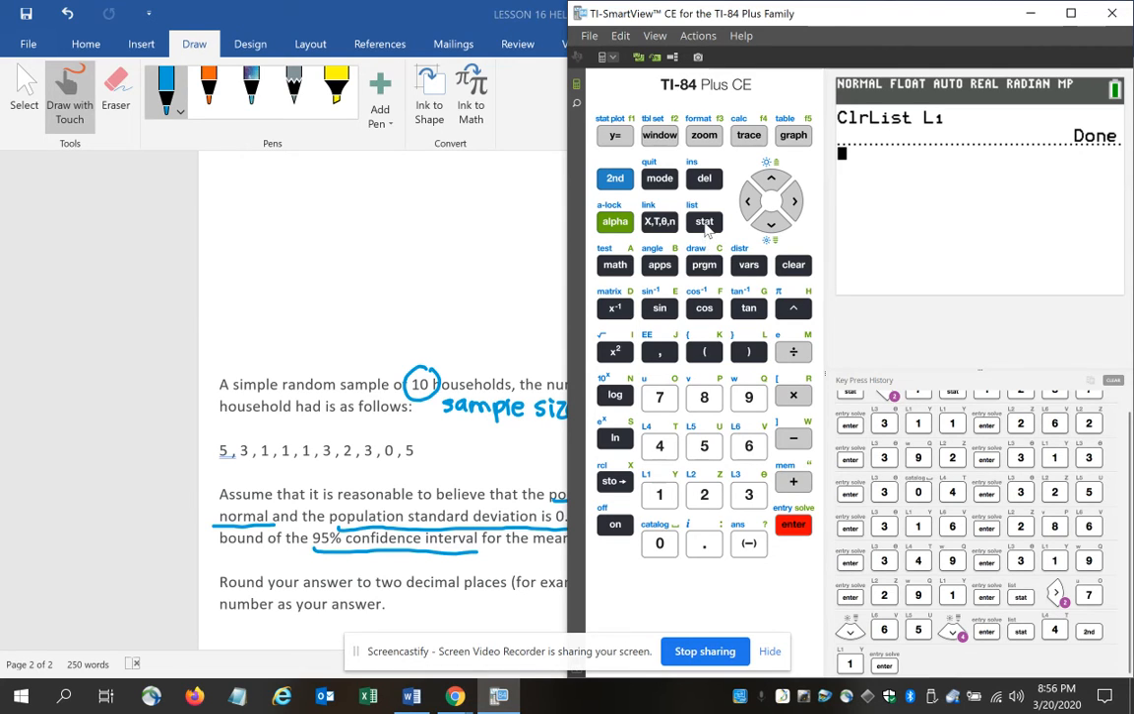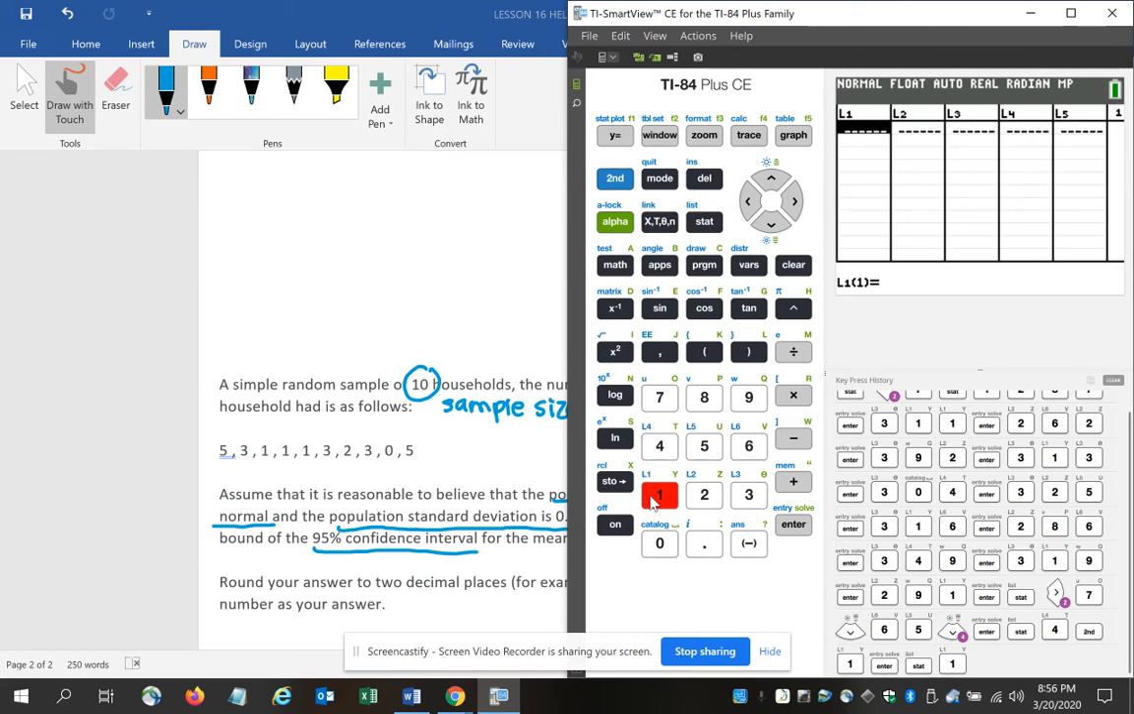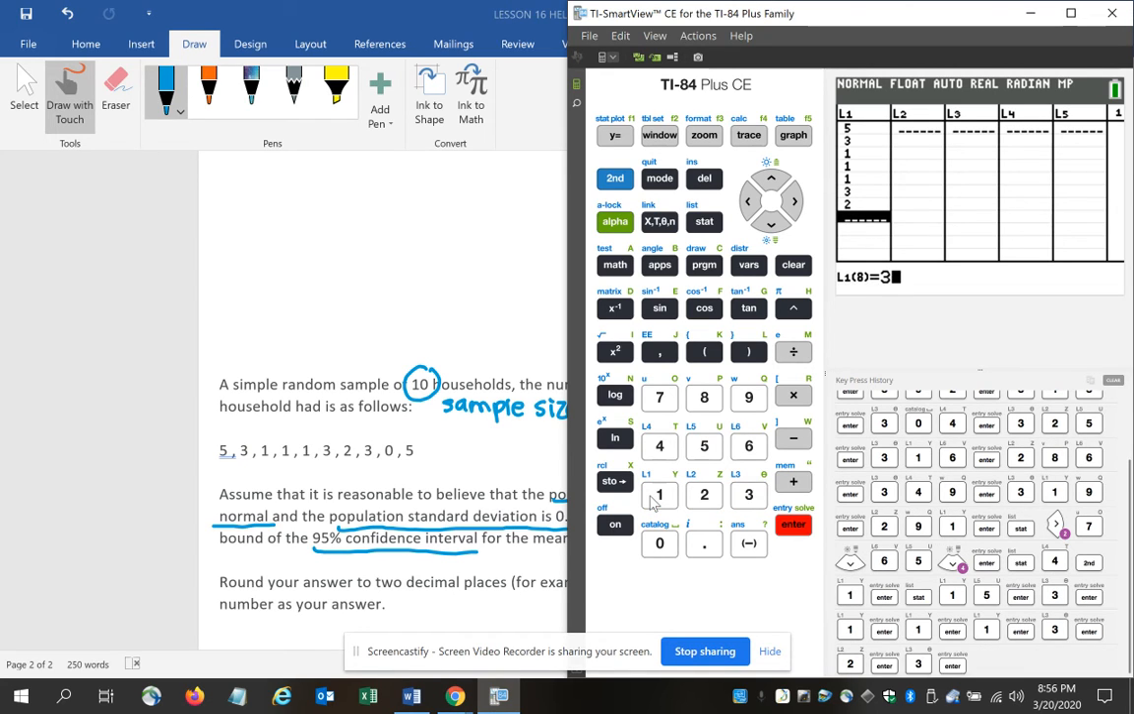Then I'm going to go back to Stat again, and again I'm going to edit because I need to enter this new data set. So I have 5, enter, 3, enter, 1, enter, 1, enter, 1, enter, 3, enter, 2, enter, 3, enter, 0, enter, 5, enter. Okay, so I get all 10 of them entered. Now I'm ready to calculate my confidence interval.